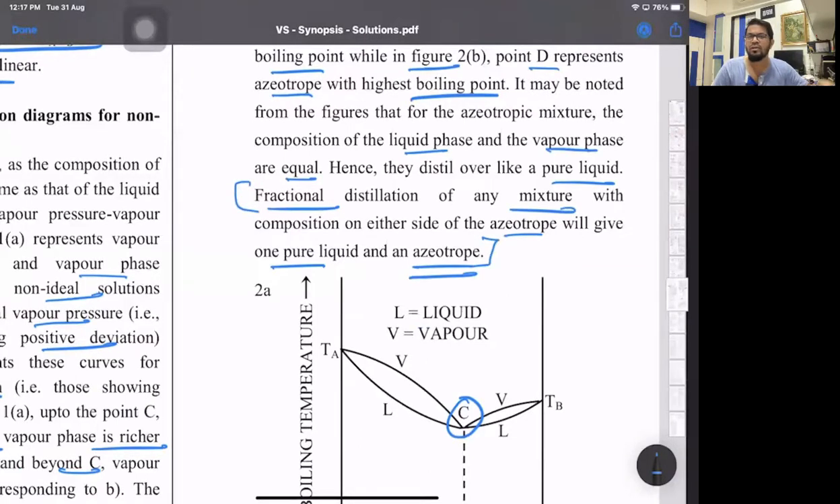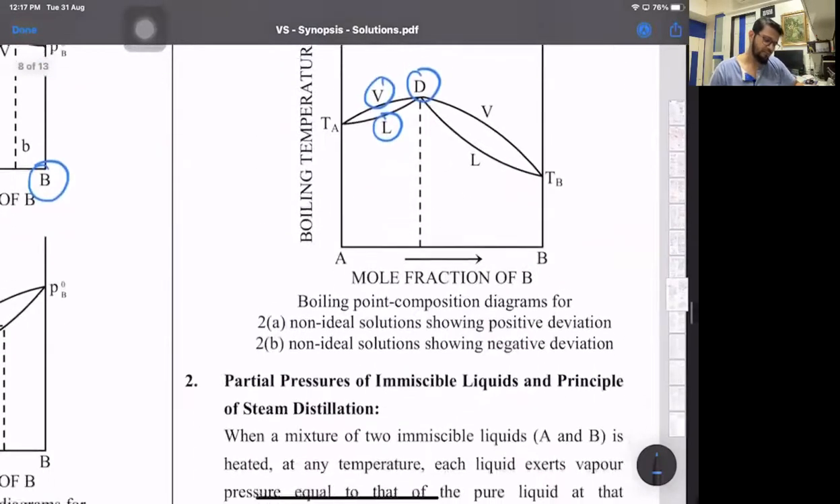Fractional distillation is separating a mixture of two or more liquids having a difference in their boiling point, is this clear, at the same temperature. So we will say fractional distillation of any mixture with composition on either side of the azeotrope will give one pure liquid and an azeotrope. So if you do a fractional distillation, one liquid will come and the other will be the mixture coming over. That is one. So these are the two graphs representing that.